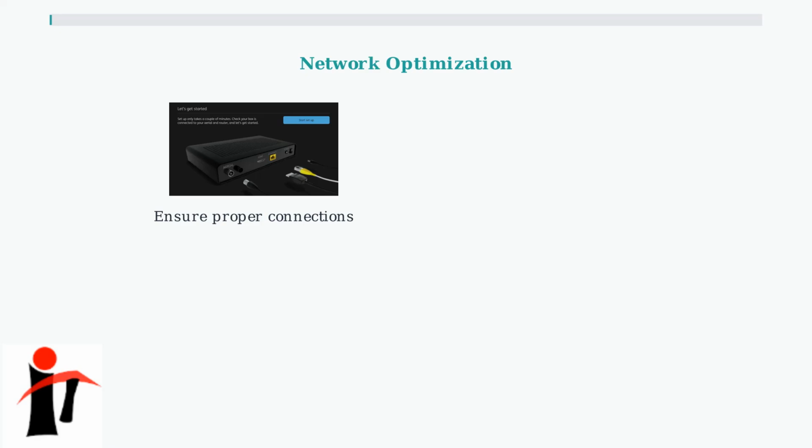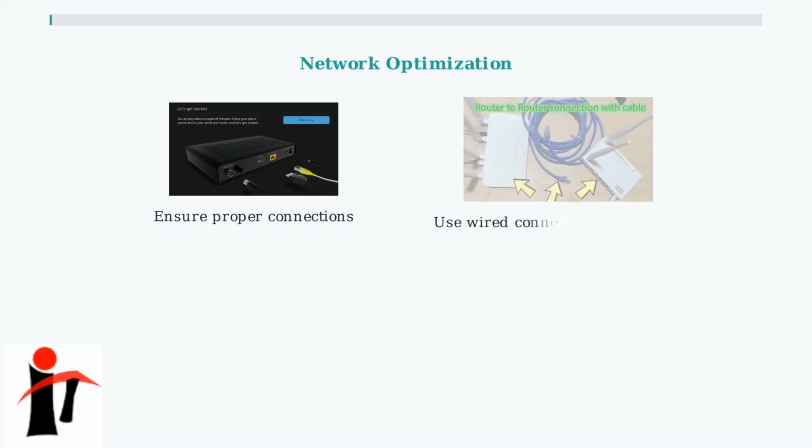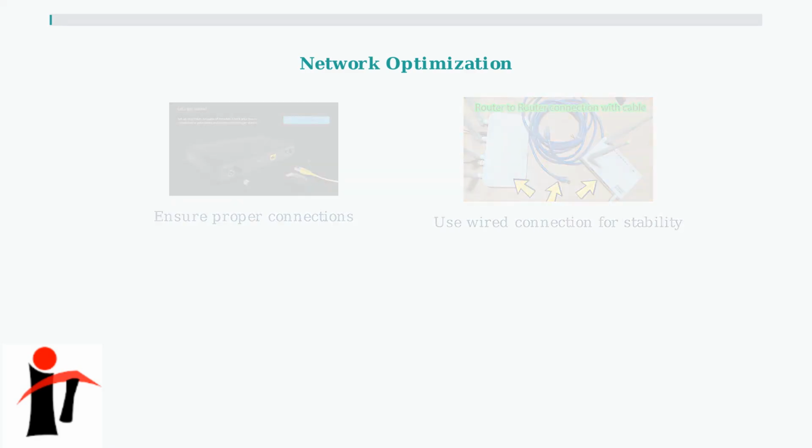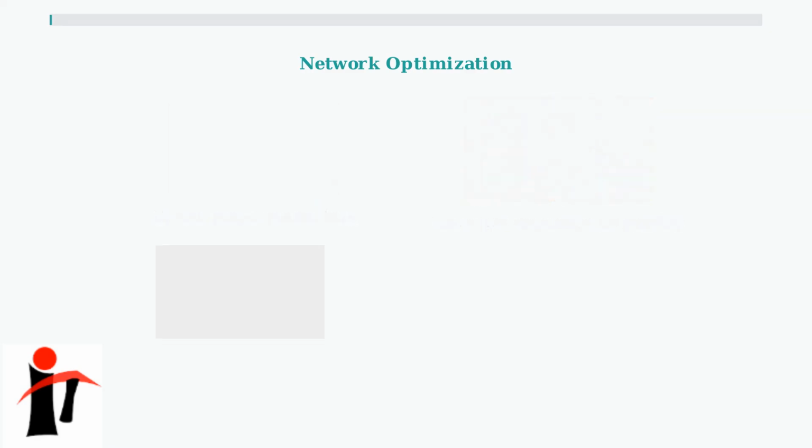A stable, fast internet connection is essential for streaming apps to function properly on your YouView box. For the most reliable connection, use a wired Ethernet cable instead of Wi-Fi whenever possible. Wired connections provide more stable speeds and reduce the likelihood of app interruptions.